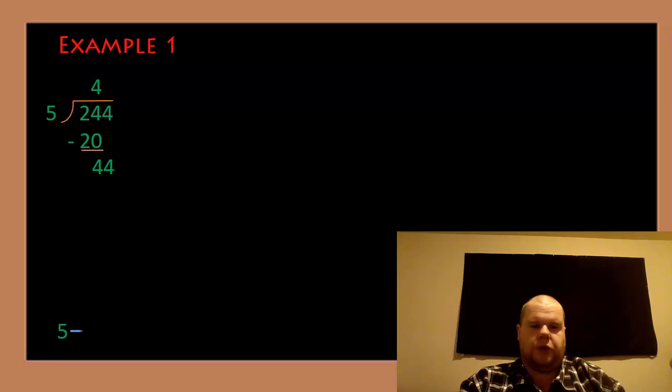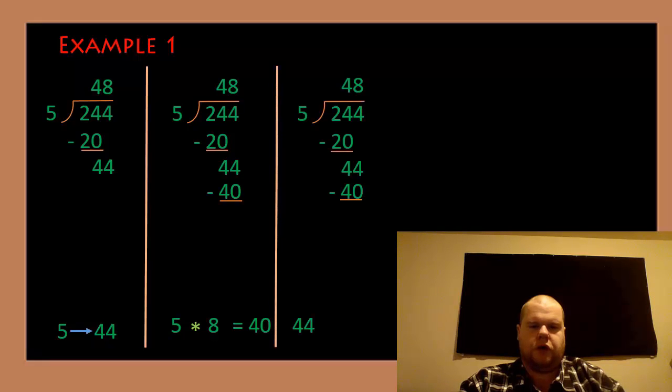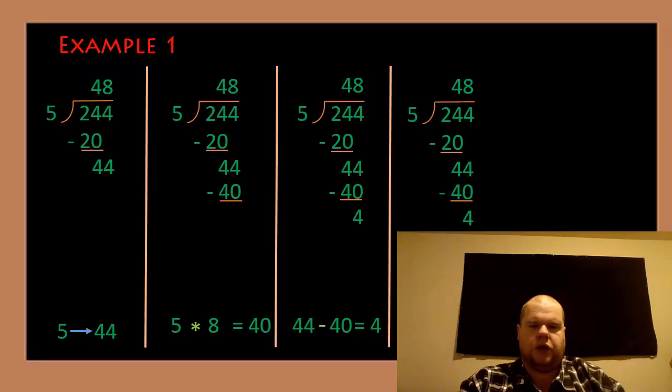And then once we have this, we repeat. How many times does 5 go into 44? Well, that's 8. And now we have 5 times 8 is equal to 40. Subtract 40 from the 44. Well, 44 minus 40 is equal to 4. Wait a second. The problem is, we're out of digits.